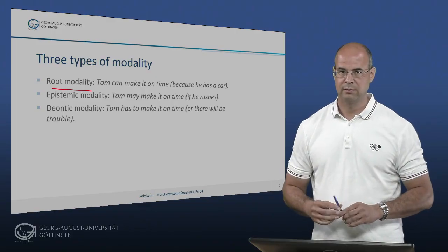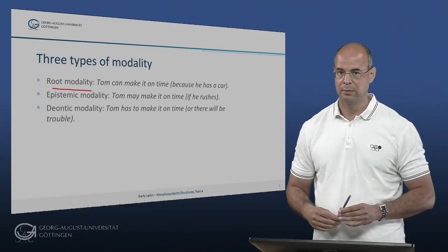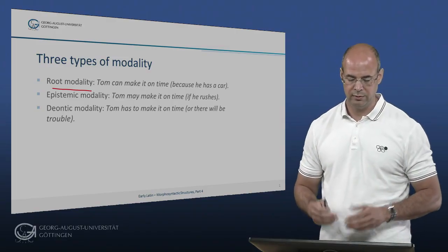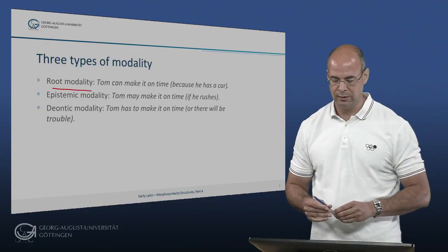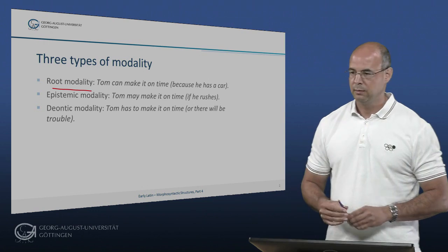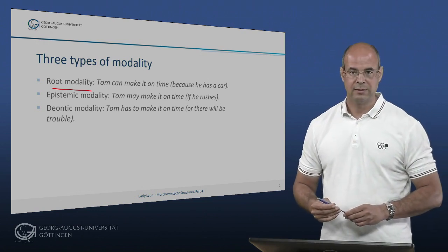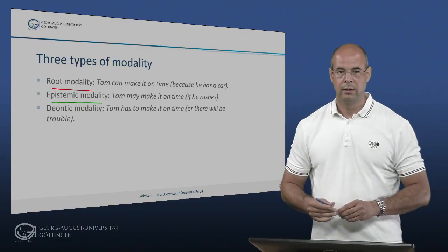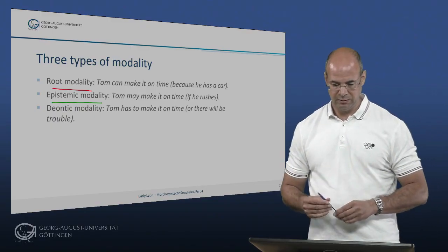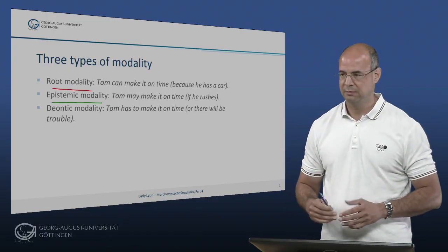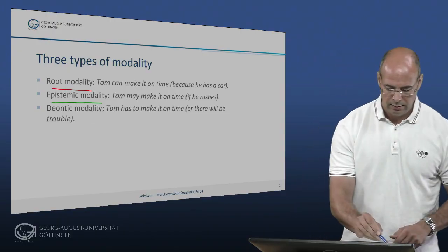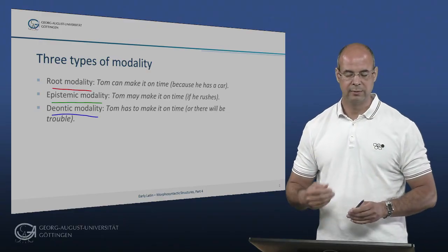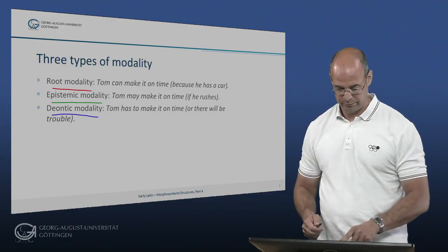It's most commonly expressed by lexical means, as it is in Latin, where we have modal verbs like posse, or in English, where we have modal verbs like can, be able to, so as in Tom can make it on time because he has a car, which is root modality. We also find epistemic modality, which is about the reality status of an event, such as Tom may make it on time if he rushes. And finally, deontic modality, which is about obligations and similar concepts, such as Tom has to make it on time or there will be trouble.